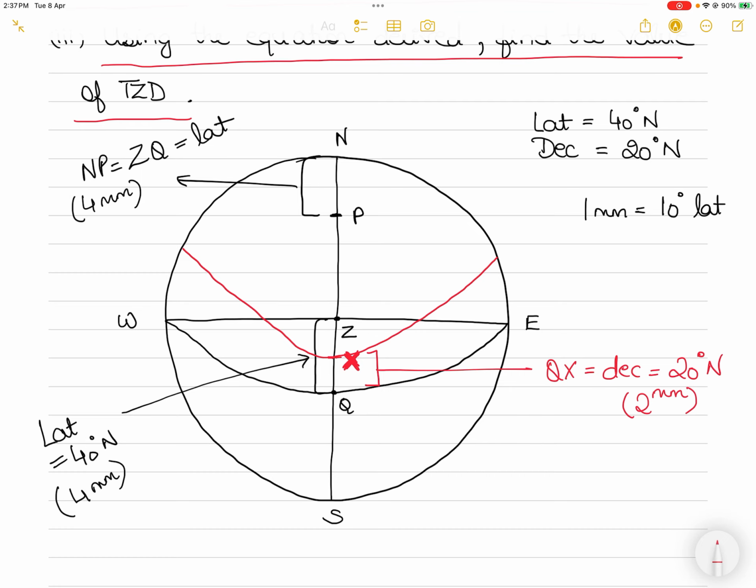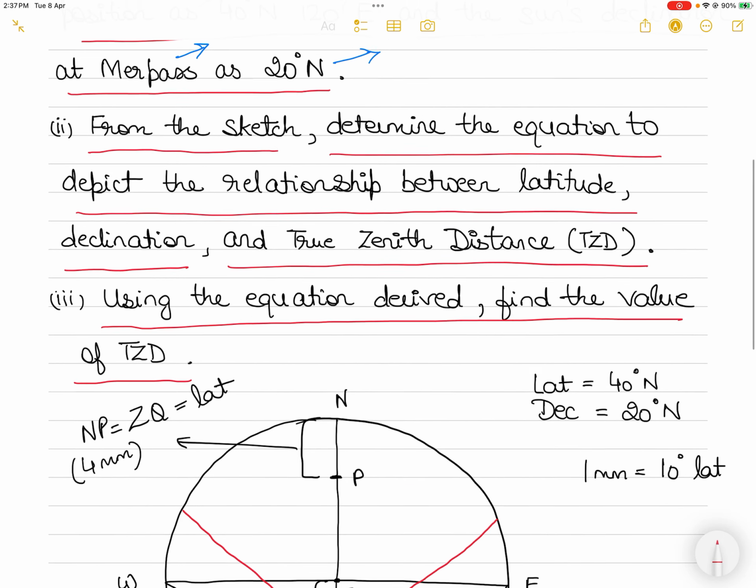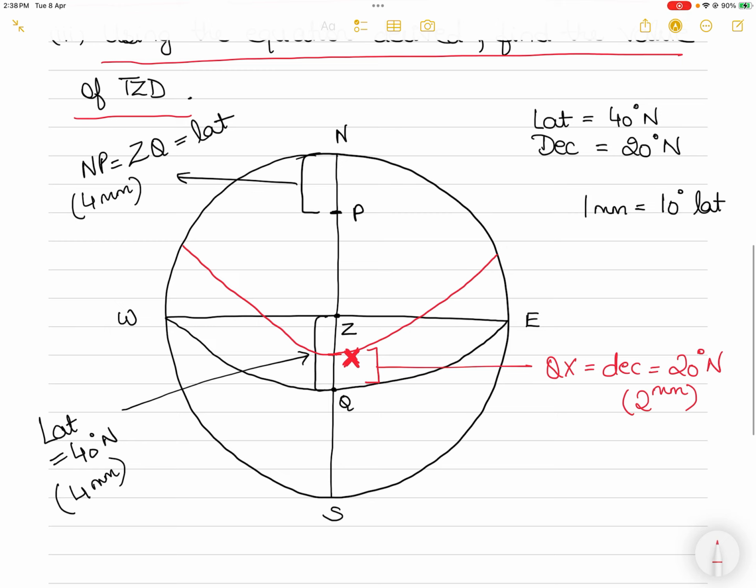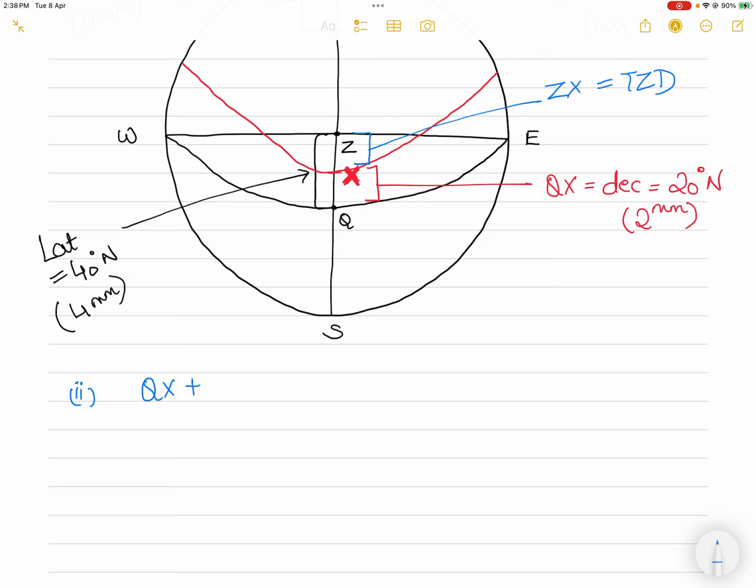Alright, so therefore we go to part 2 of the question, that from this sketch determine the equation to depict the relationship between latitude, declination and true zenith distance. So true zenith distance in this diagram is nothing but ZX. ZX is equal to true zenith distance, and you have to determine that. So what is the relationship here? The relationship here, and this will be part 2 of the question, is that you have to determine the relationship here. So you can say that QX plus XZ is equal to ZQ.